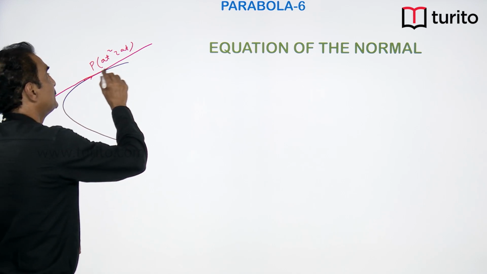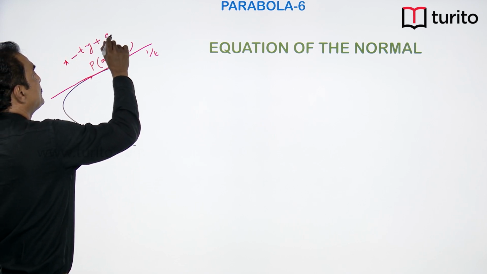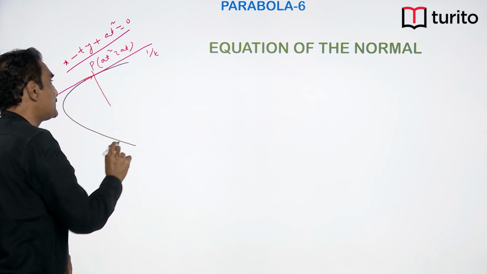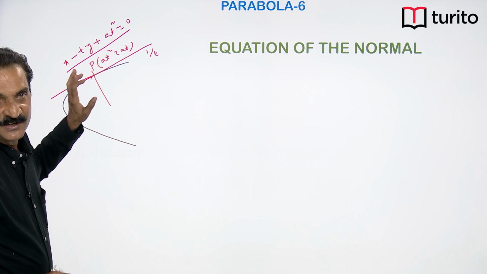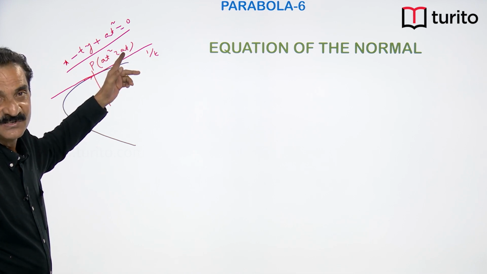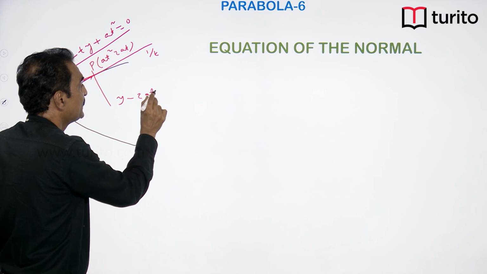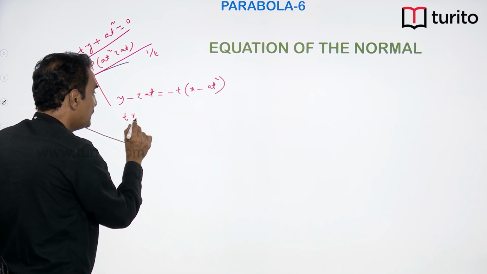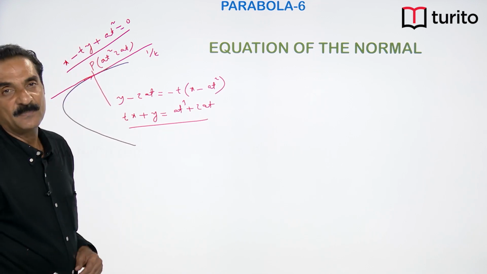What is the slope of the tangent? 1 by t, because the equation of the tangent is x minus ty plus at square is equal to 0. If you draw a line perpendicular to this tangent passing through P, it is called normal. What will be the equation of the normal? First, it passes through (at square, 2at). Slope of the normal will be minus t, because the slope of the tangent is 1 by t and the product of the slopes will be minus 1. So, the equation of the normal will be y minus 2at is equal to minus t into (x minus at square). We can write this as tx plus y is equal to at cube plus 2at. So, this is the formula for the equation of the normal.